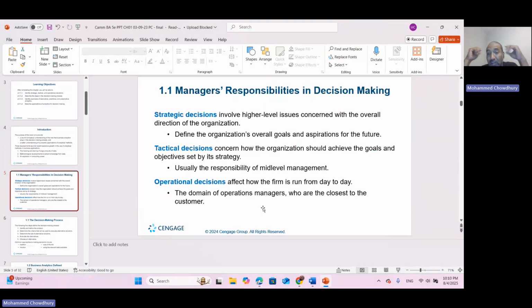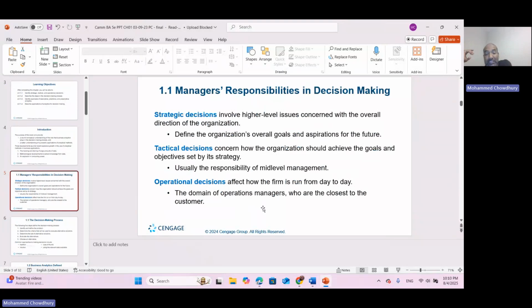Tactical decisions concern how the organization should achieve the goals and objectives set by each strategy. So the strategy that was set up, how that strategy could be achieved in the long term, would be driven by the tactical decisions. Usually this is the responsibility of mid-level management. So mid-level management takes the tactical decisions which influence the long-term strategic decisions.